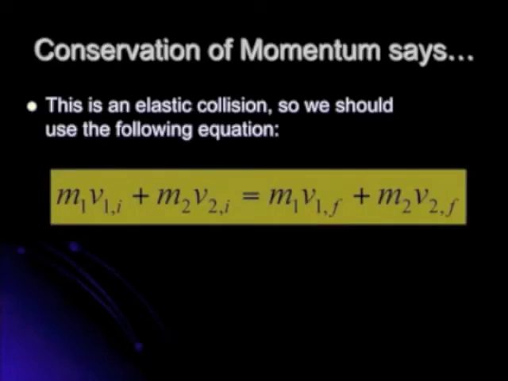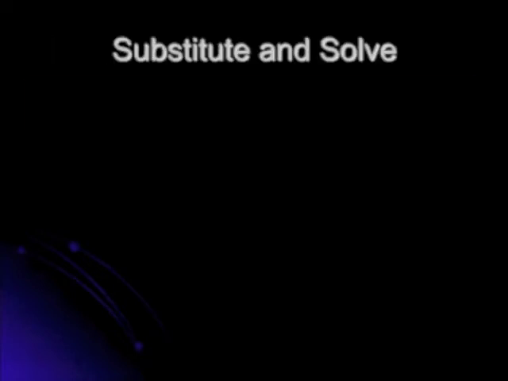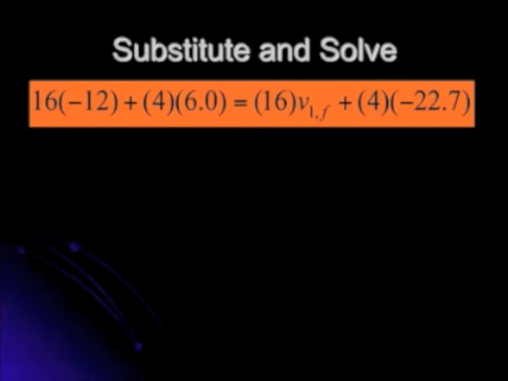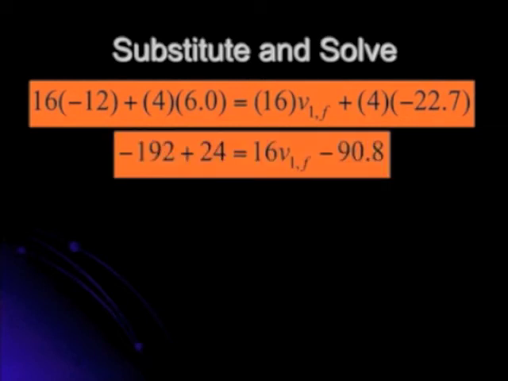So we're doing an elastic collision, so we're going to use the law of conservation of momentum as it's written, and we're going to plug in. So we have 16 times negative 12, that's the mass of the canoe and the initial velocity of the canoe, plus 4 times 6, that's the mass and initial velocity of the raft, equals 16 times final velocity for the canoe, plus 4 times negative 22.7, that's the mass and final velocity of the raft. So the first thing I want to do is multiply these numbers together. So I get negative 192 plus 24 equals 16 times velocity minus 90.8.